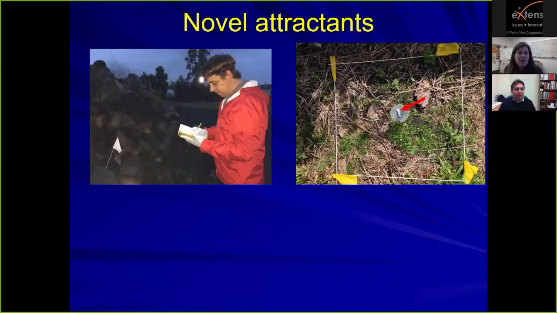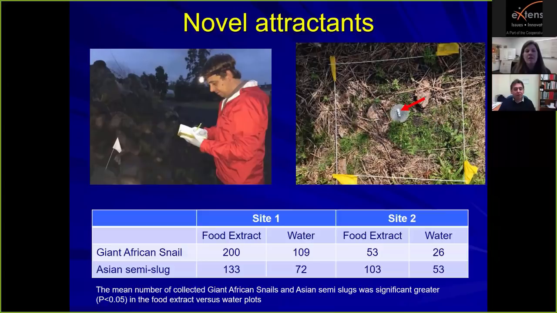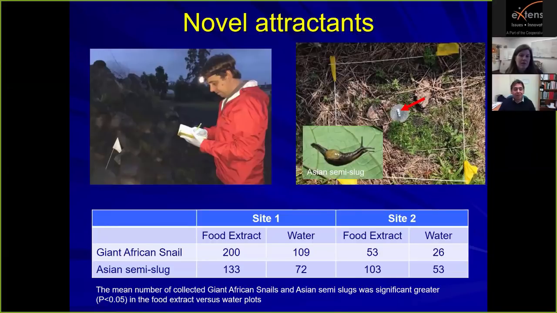So what did we find? Well, almost double the number of giant African snails were collected in the food extract plots compared to the water plots at both of our study sites. And we also found, to our surprise, that this gastropod, called an Asian semi-slug, also a very severe pest in Hawaii, appeared to be attracted to our extract. Again, we collected about twice as many in the food extract plots compared to the water plots at both of our study sites.